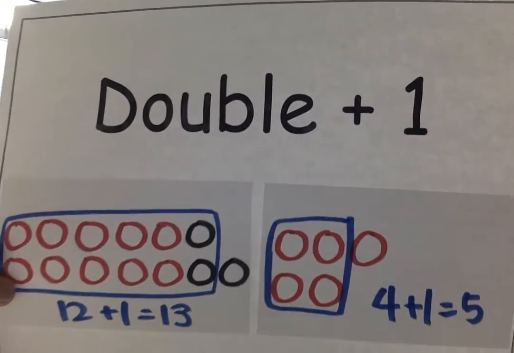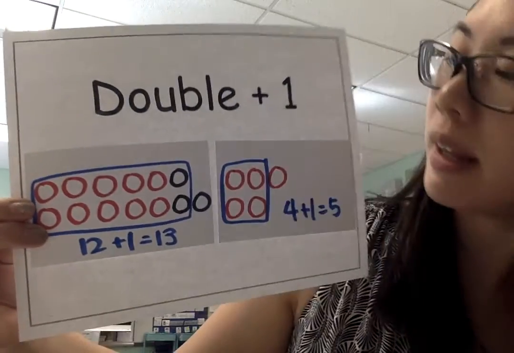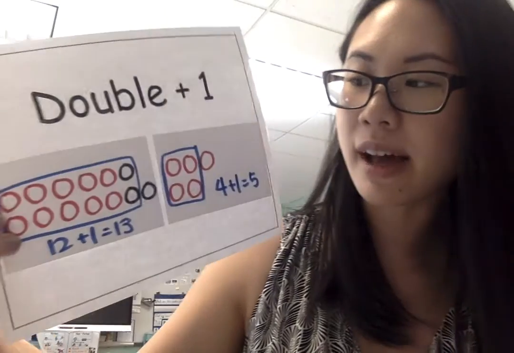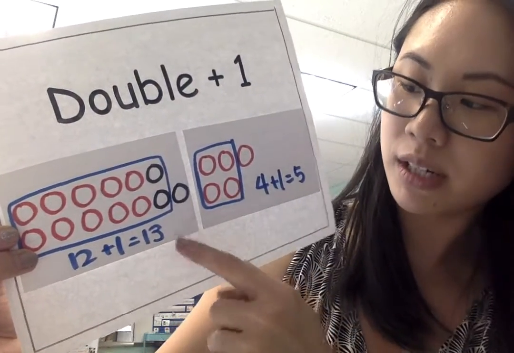Another strategy that we have is double plus 1. I have two examples here: 4 and 1 is 5, and 12 and 1 more is 13. Let's start with 4 and 1. When you're using doubles to help you, you think, well, I know that 4 is 2 and 2, and 1 more. So 2 and 2 is 4, 1 more is 5.